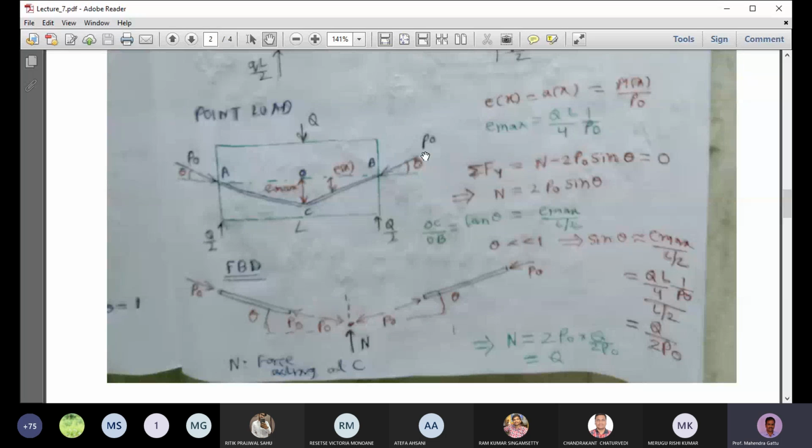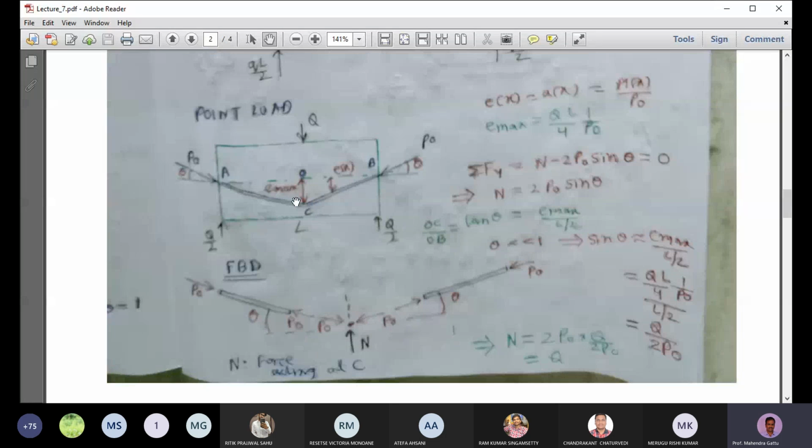Again, we have this cable, this force P naught making an angle theta here, and on the other side it is also making an angle theta. So we can do the analysis. For this analysis, we can do a frame analysis, or we can do it like a truss analysis. I think that's fine, because it's a two-force system.